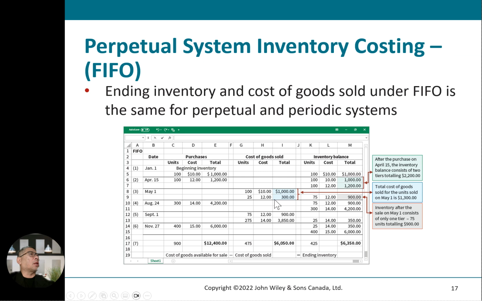This is the sold one. After the purchase, the inventory gets different there, okay? This is May cost of goods sold. The first 100, which is $10, comes here, and the other 25 comes from here, okay? This is cost of goods sold.